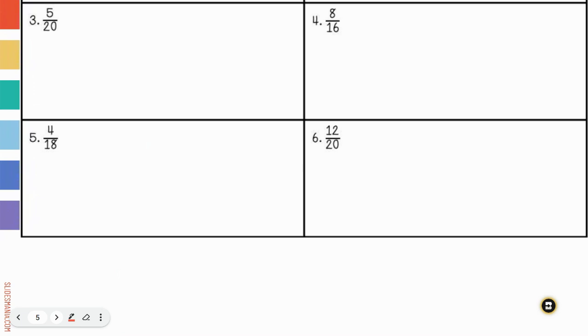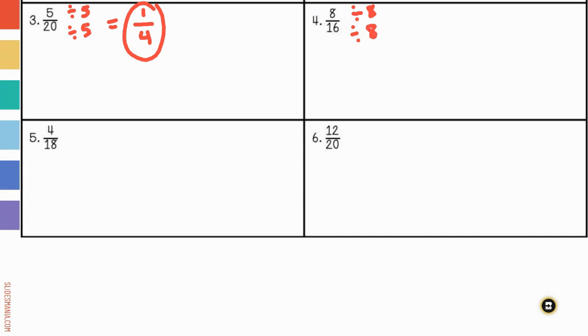Okay, 5 over 20. We're going to divide each by 5. 5 divided by 5 is 1. 20 divided by 5 is 4. So we get 1/4. Number 4, 8 over 16. So the greatest common factor is 8. And then we get 8 divided by 8 is 1. And 16 divided by 8 is 2.